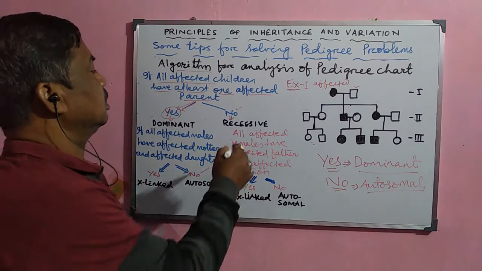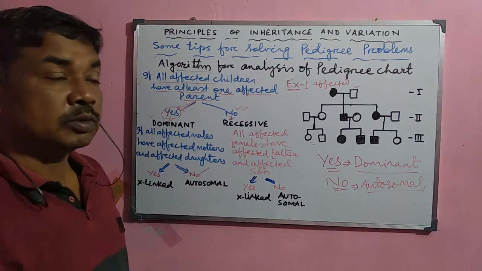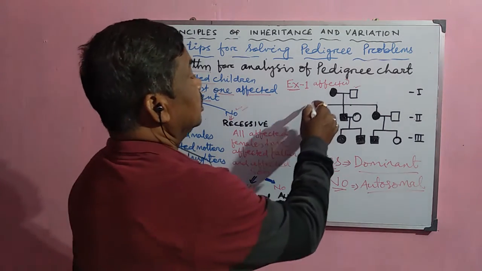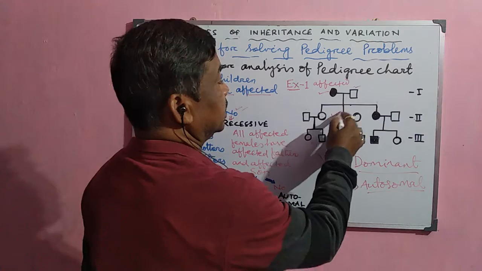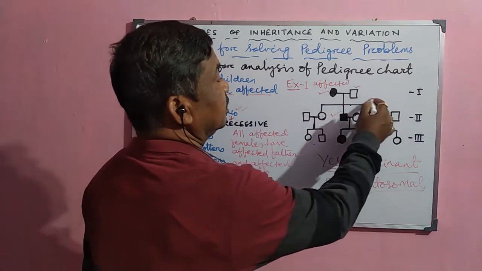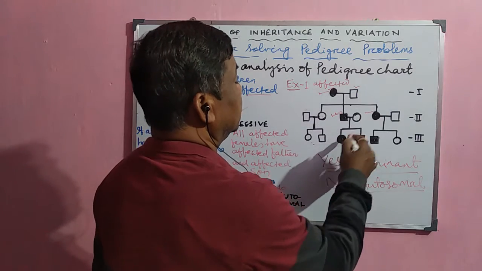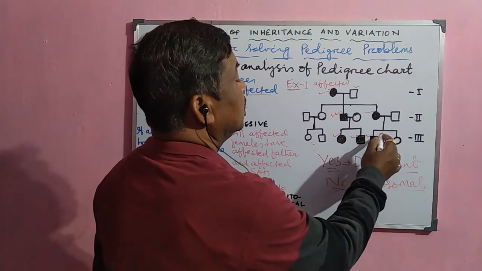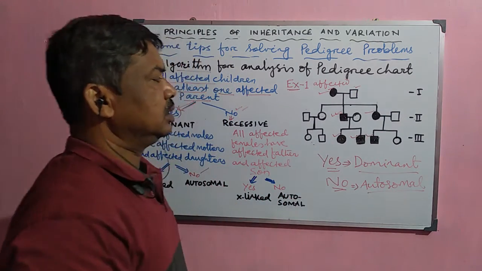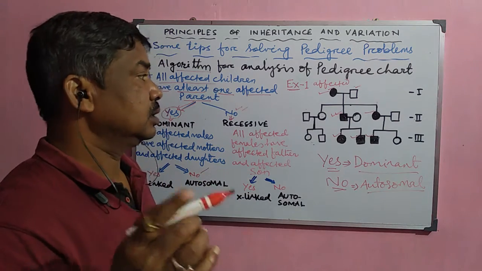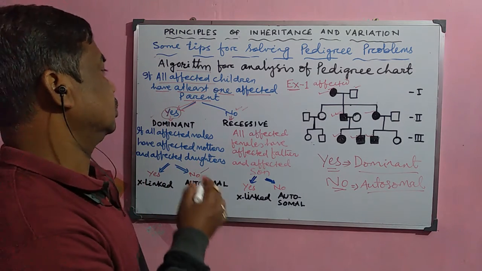So with this algorithm, I can solve it in this way. Now look here, it never skips a generation. That means in the first generation you will find an affected one, in the second generation also affected, in the third generation also affected. So that is why it is a dominant case, and normally it is autosomal.